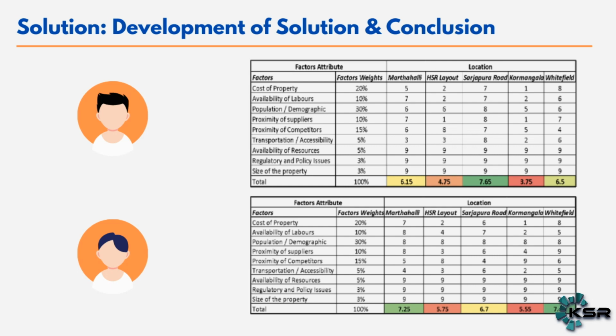Proximity of suppliers. Considering Bangalore traffic and the suppliers available on the outskirts of the area, they think Sarjapura Road will have more suppliers easily available, so he rates it higher.